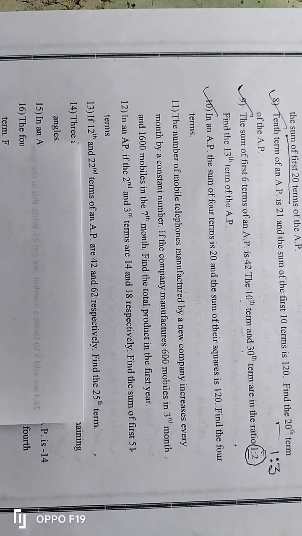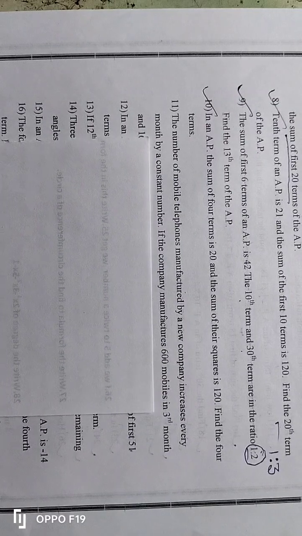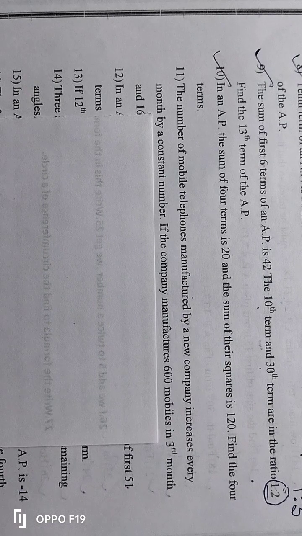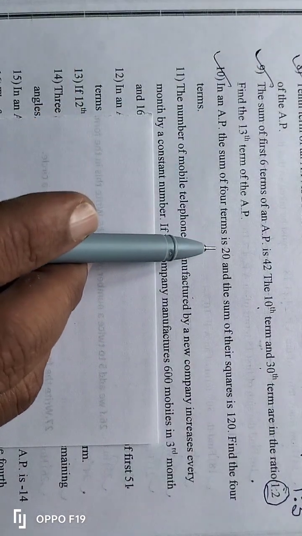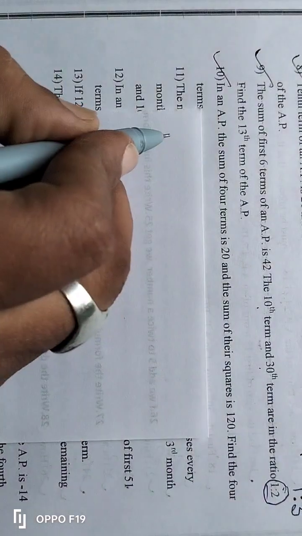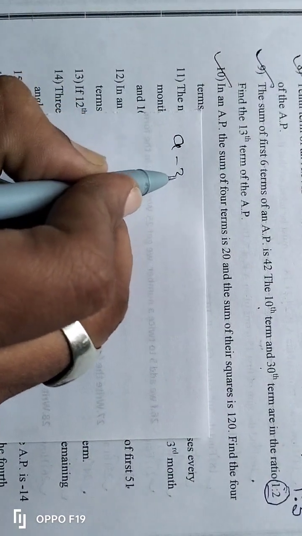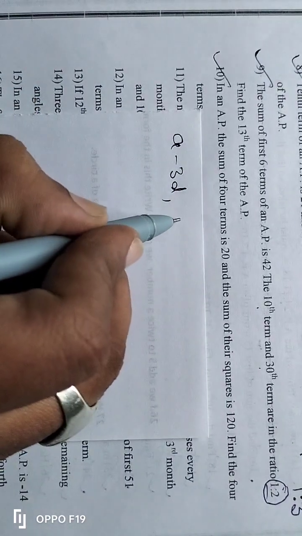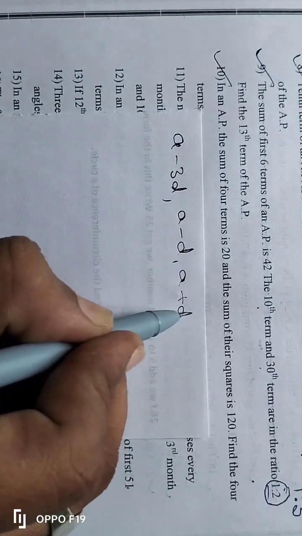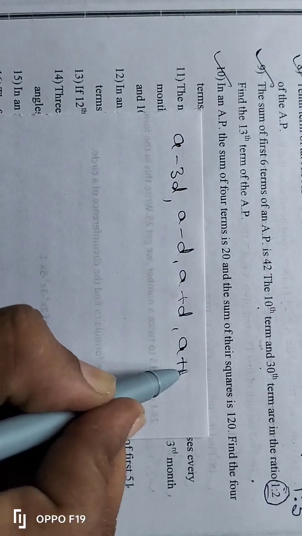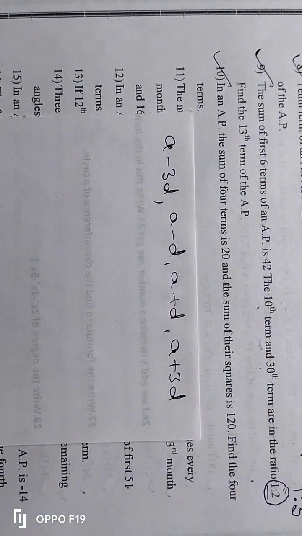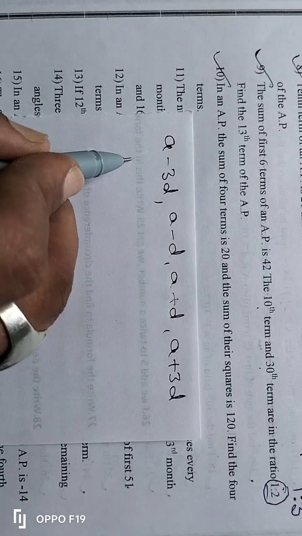So what is there in an AP? The sum of 4 terms will be 20. If you add the 4 terms of an AP, it will be equal to 20. In the first step, let us write the 4 terms of an AP: a minus 3d, a minus d, a plus d, a plus 3d. These are the 4 terms of an AP. Now if I add all these 4, you will get 20.